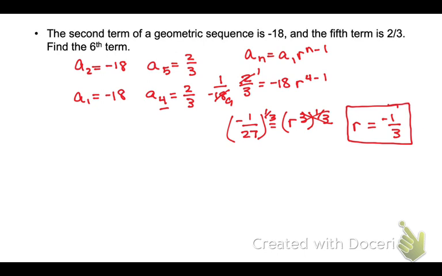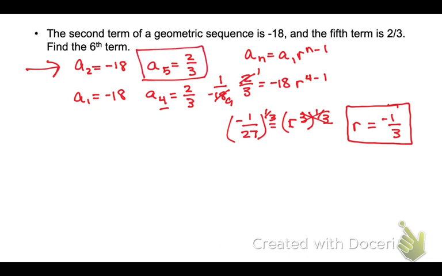Now you have to pick one of the original points to plug back in and find a sub 1. Which one would you like to use? Where did you get the 1/3 exponent? On negative 1 over 27, because we had r to the third, and we had to get that down to the first, so we took the cube root of both sides. Would a sub 5 be easier since it's already a fraction? Which one do you want, a sub 2 or a sub 5? A sub 5, okay.